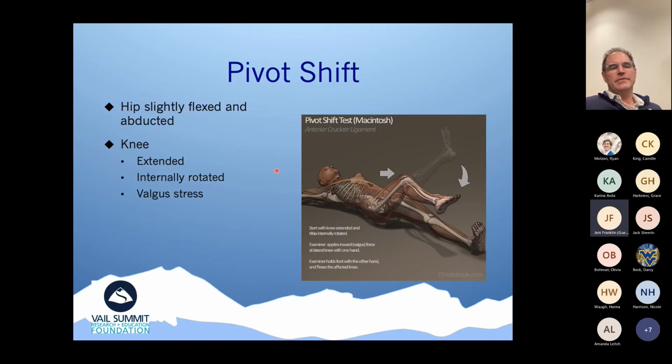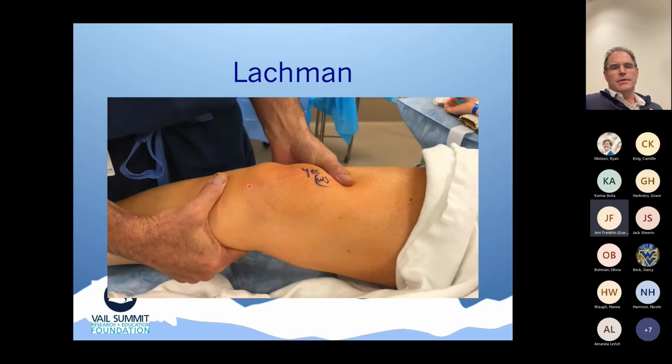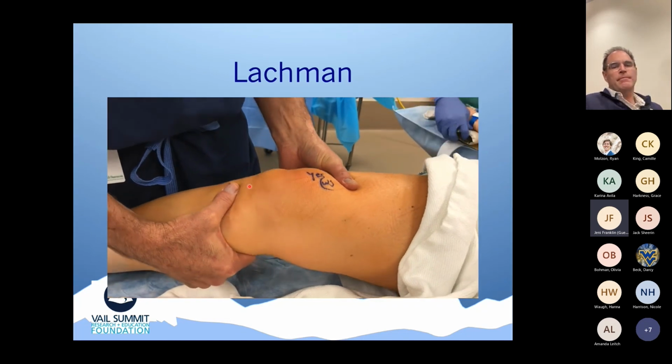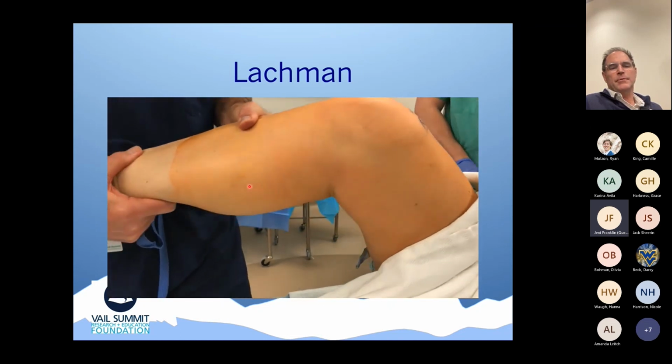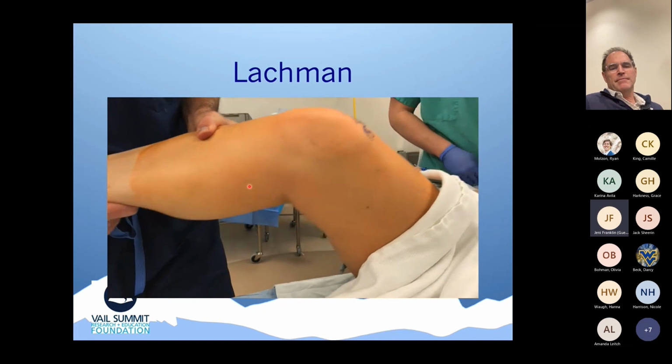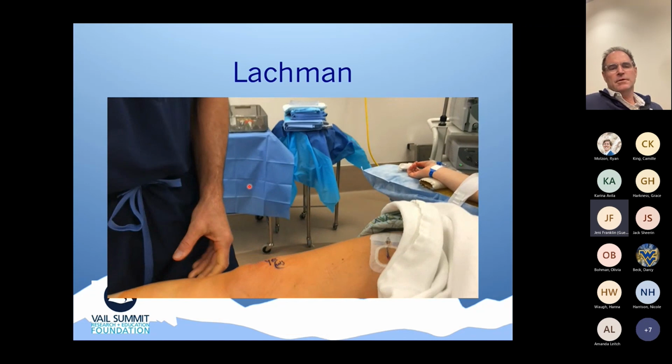So here's easy. So you slightly flex the hip a little bit. Your knee starts off extended, internally rotated with a valgus stress. Let's go back to this one and you'll see that we'll do that here. So given it valgus, extended, internally rotated, boom, that's your pivot shift. So hip slightly flexed, internally rotated, valgus, and then you go from extension to flexion, and it clunks.